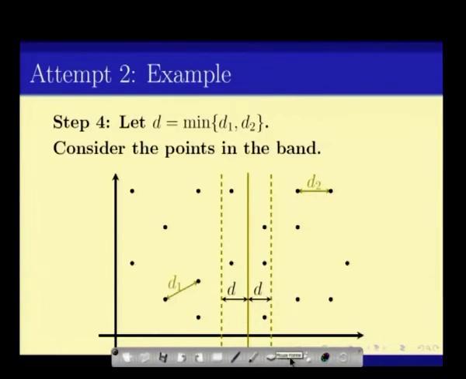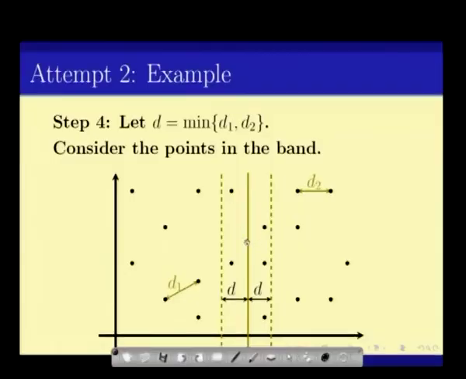But the catch is that it is still very much possible that inside this band there are lots of points. If there are lots of points, we again cannot do an exhaustive search, because we will again be using order n square steps, which is not good. So, what can we do?